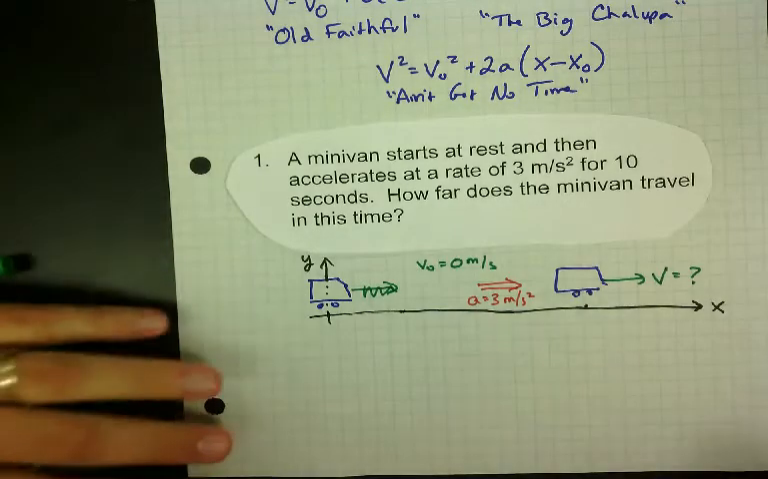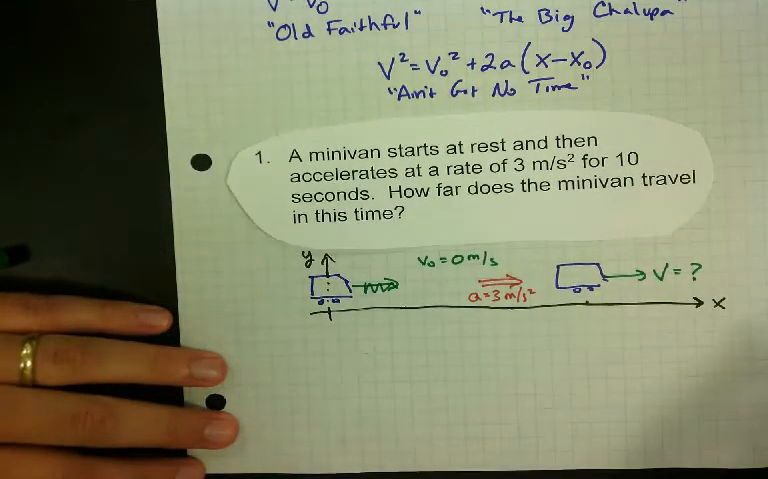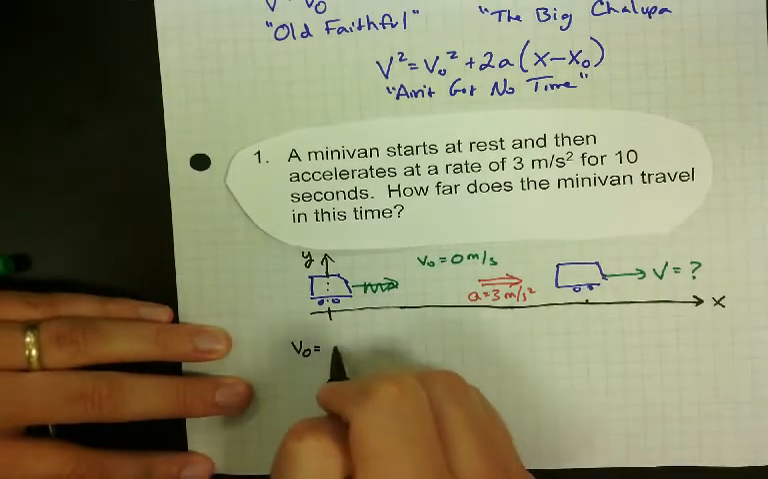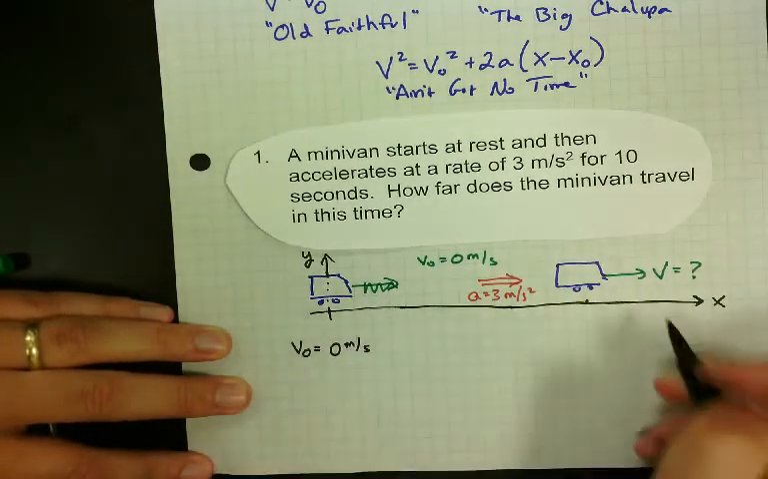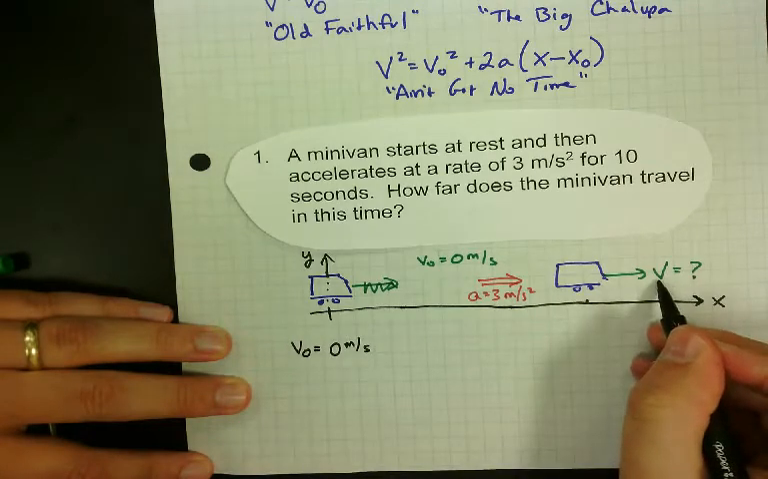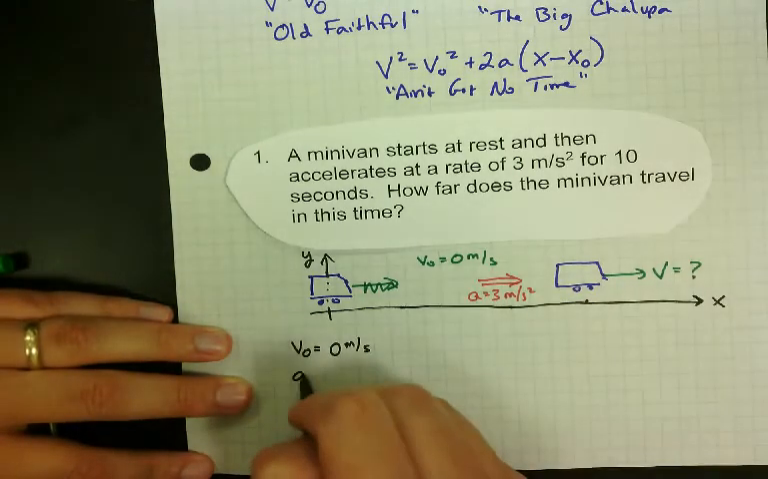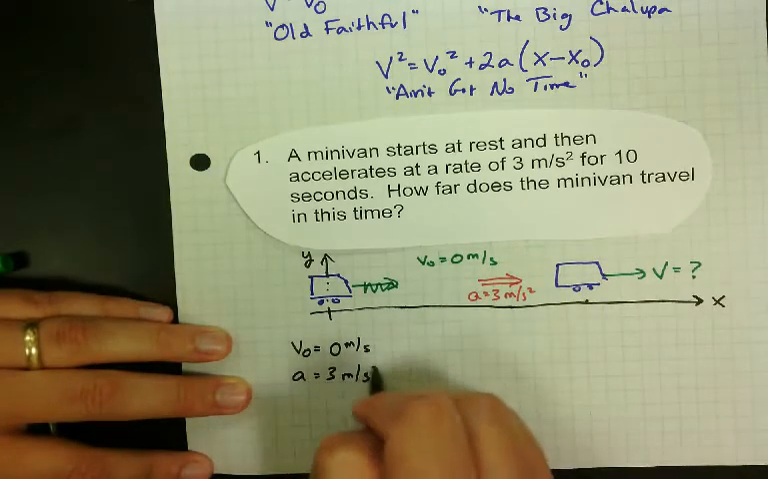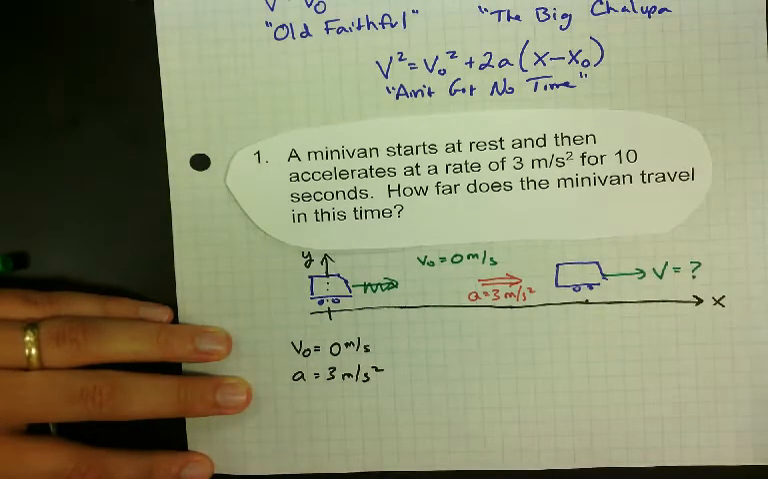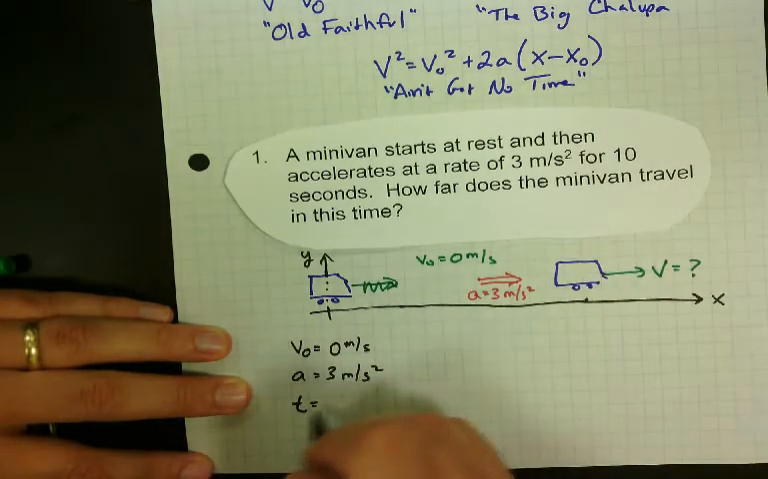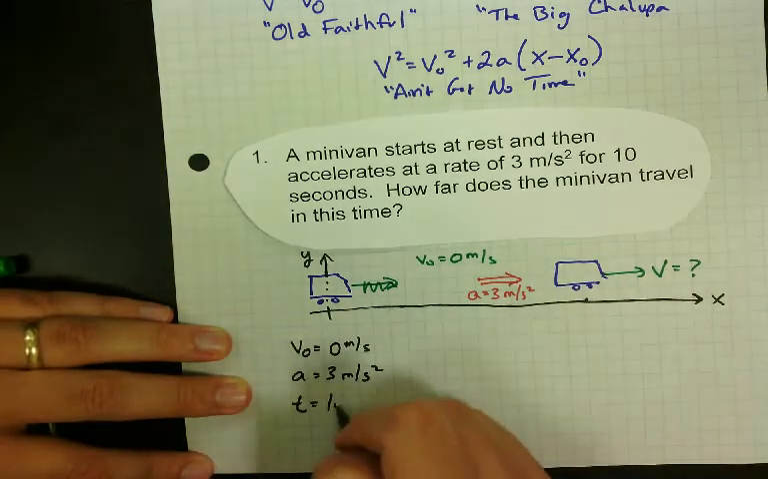Next step, remember, is the knowns and unknowns. So here's what I'm going to do. I already said my v naught, my initial velocity, is 0. My final velocity, remember v without anything on it, I don't know it, but I also don't really need it, so I'm not even going to write that down. I know my acceleration is 3 meters per second squared. Is there anything else I know? I know it took 10 seconds, so I could say that my delta t, or my t, is 10 seconds.